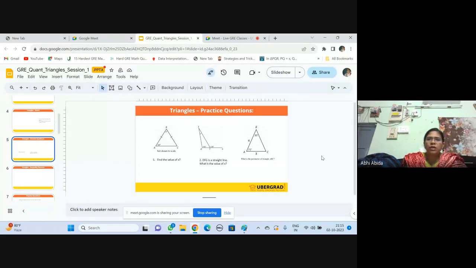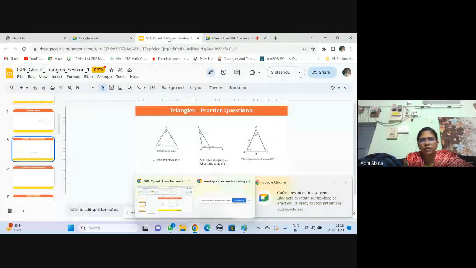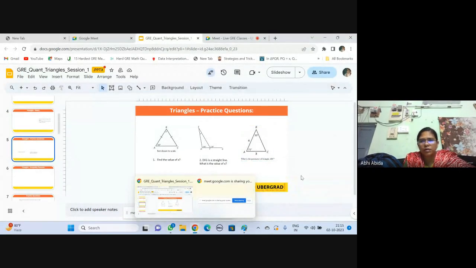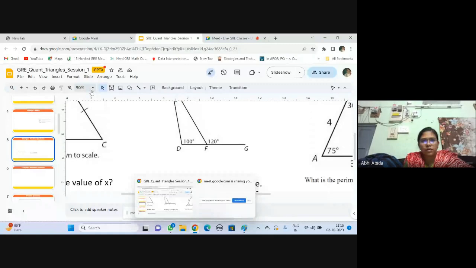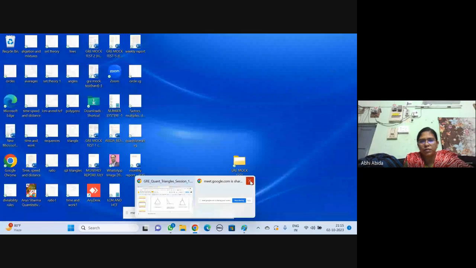If you see that, one angle is 75, one angle is 30 given, and see, let me see the chat box. Okay. You want me to zoom it? Right. Yeah, I hope it's clear now.